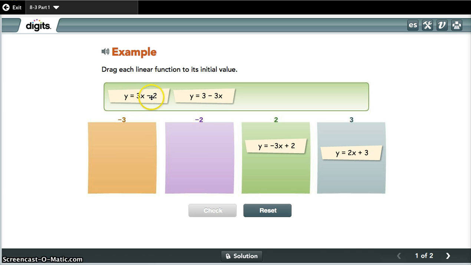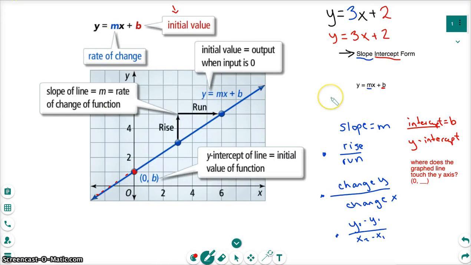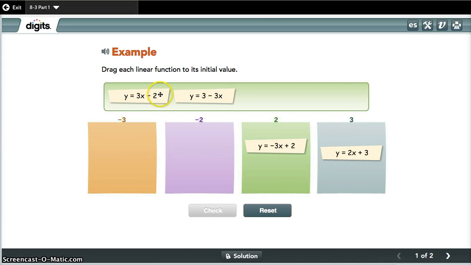Here we have 3x minus 2. So this is interesting. Remember our form. Our form is y equals mx plus b. So if you see a minus b, that means that b is negative. So we have to remember that the equation is supposed to be positive. So if this is a minus 2, our intercept is negative 2.